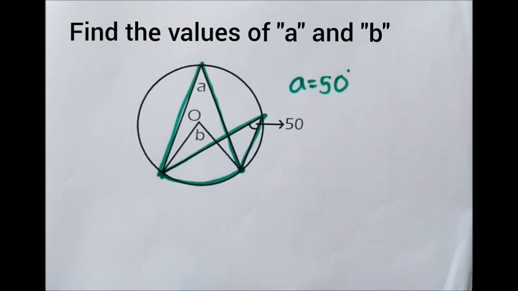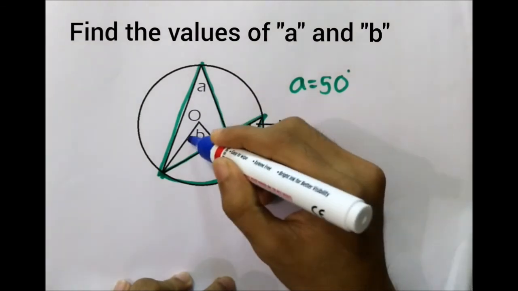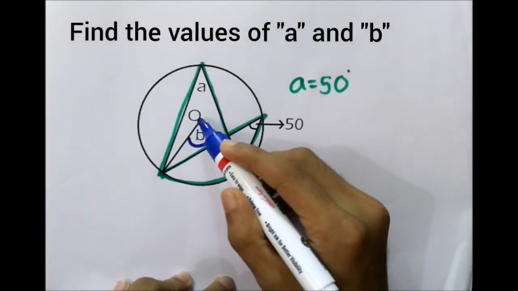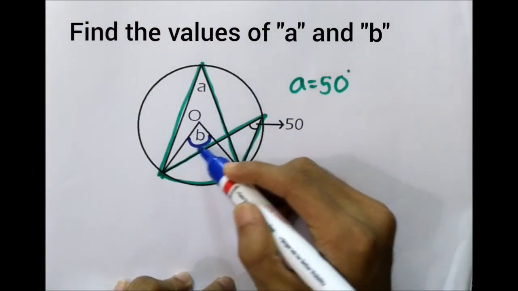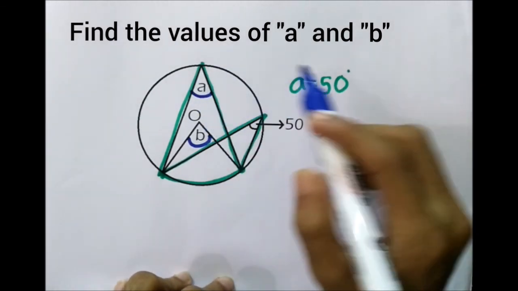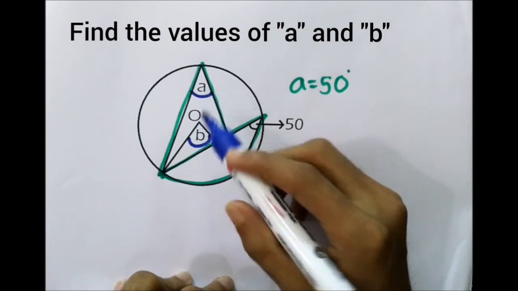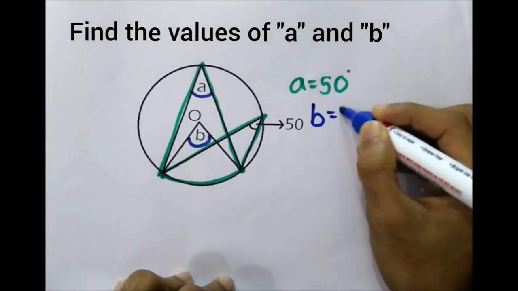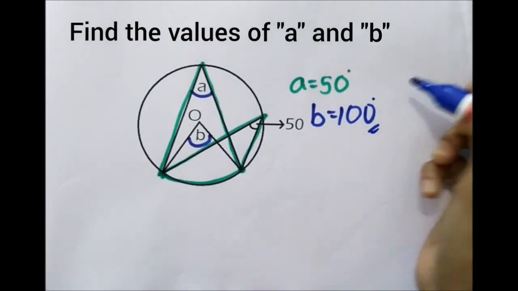Now again we have to find the value of this b. How to calculate the value of b? I already explained in the previous question as well: they have mentioned this O as the center, so the angle at the center is twice the angle on the circumference. Already we have found the value of this, it's 50. If this one is 50, then how much is this? b should be 100, twice of that. You have to write the reason as well.